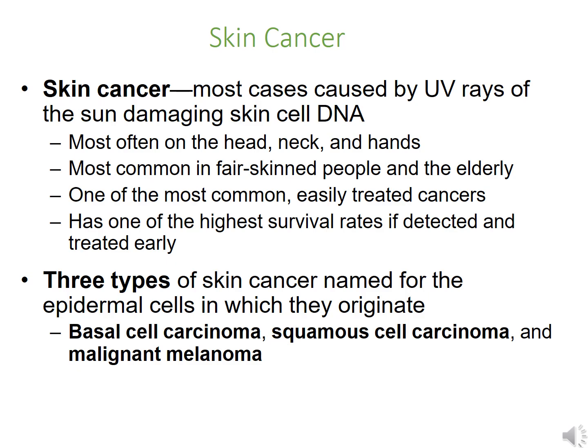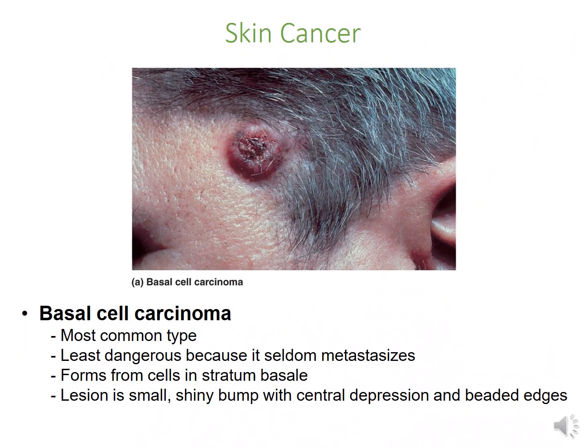Skin cancer. Most cases are caused by UV rays of the sun damaging skin cell DNA, most often on the head, neck, and hands. Most common in fair-skinned people and the elderly. One of the most common and easily treated cancers, with one of the highest survival rates if detected and treated early. Three types of skin cancer are named for the epidermal cells in which they originate: basal cell carcinoma, squamous cell carcinoma, and malignant melanoma.